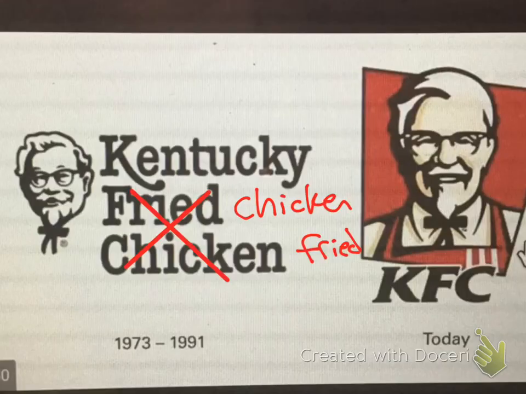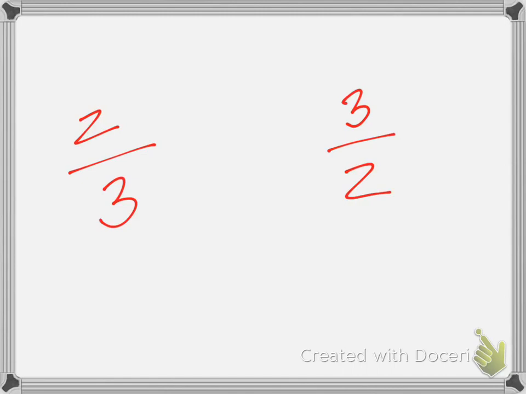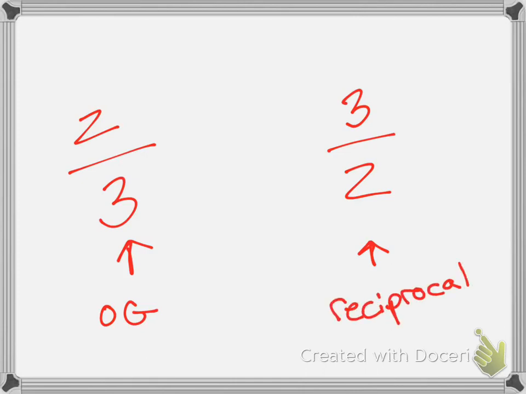Keep, change, flip. Or Kentucky Chicken Fried. Who can tell me, when I flip it, what is it called? So, for example, 2/3 flipped became 3/2. What is that called? If this is my original, what is that called? So as Hannah wrote, it's our reciprocal. Because all I did was I flipped our two numbers.